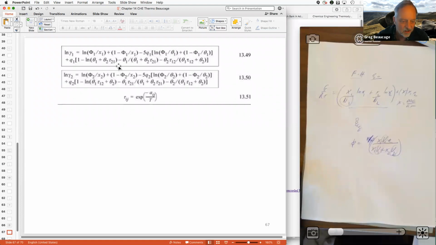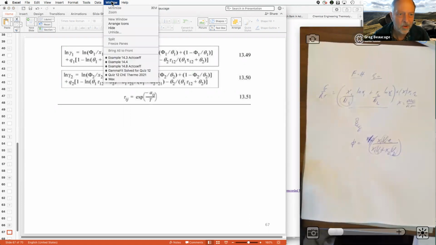Right, so this is all programmed in Excel. He's already got it in Excel. This is all programmed in Aspen and in ChemCAD. So these things are already all programmed for you. You just have to use these activity coefficient files.